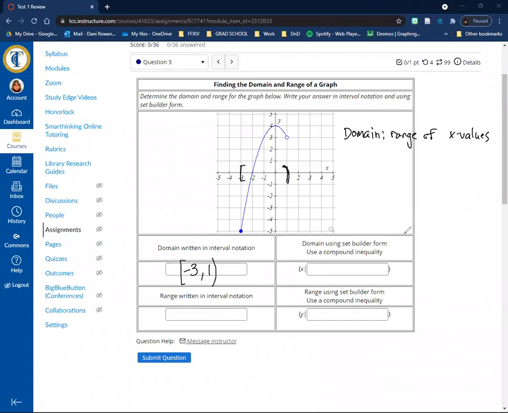How would we write that in set builder notation? It'll be -3 is less than or equal to x, and x is less than 1. You got it. Good job. All right, now we're looking at range, which is, of course, the range of y values. So what is the range of this function?